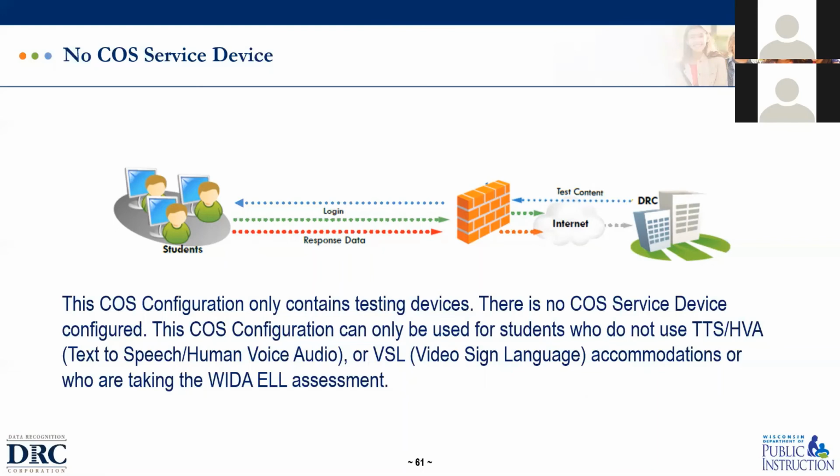You still need to have a COS configuration, and that COS configuration would still have all the testing devices in it. And because that COS configuration doesn't have a COS service device, it tells the testing devices to get the content from DRC.